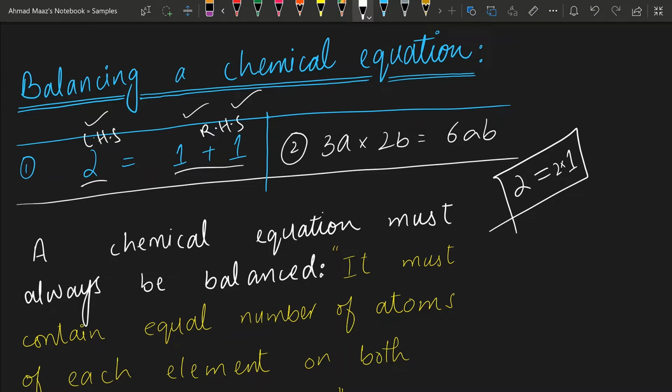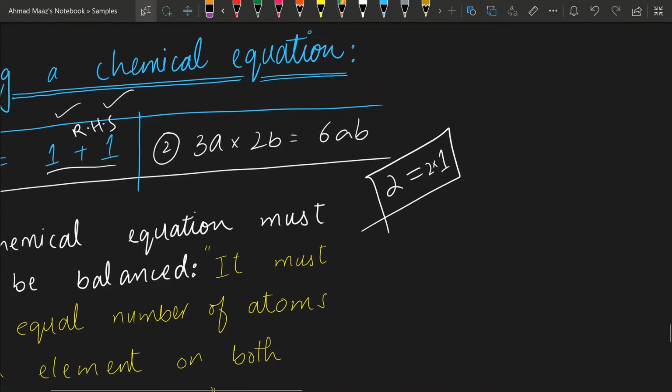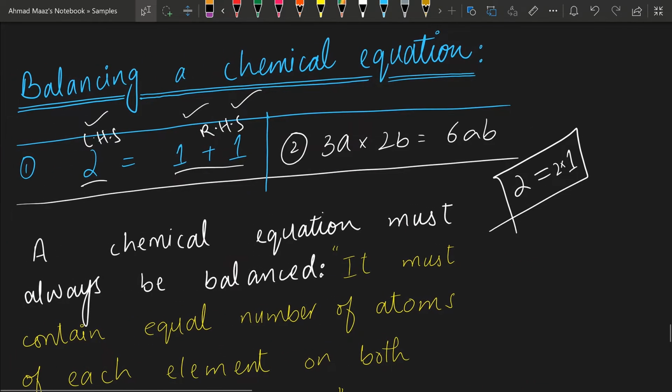So the same is the case with chemical equations. The chemical equations must also be balanced. Chemical equations must also be equal. Their right hand side and their left hand side must be equal. This arrow that is in between the reactants and products, this is in a way equal to the equality symbol. Alright, so the right hand side and left hand side, they must be satisfied, they must be balanced.